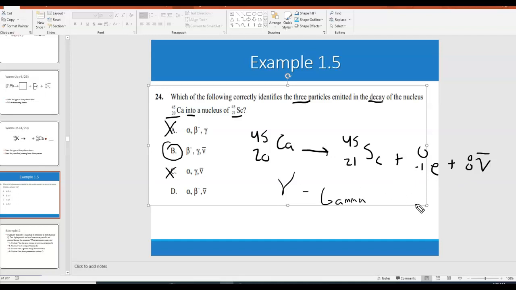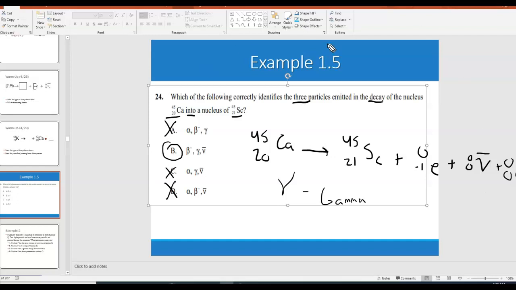Because remember, an alpha particle is 4, 2. It has a mass number of 4 and an atomic number of 2, and so the numbers would not match. Okay, so the answer has to be B, because even if we did have a gamma over here, remember gamma is also 0, 0, and so it wouldn't change any of our answers. Okay, so that one is fine.